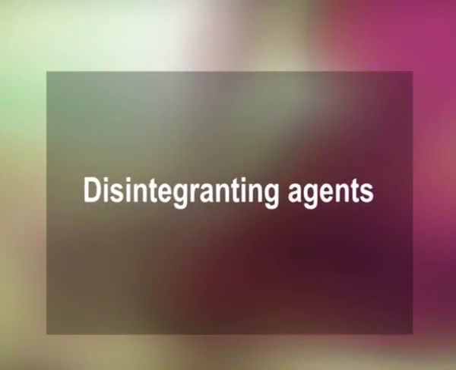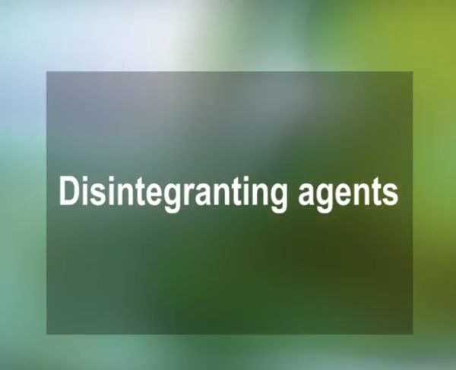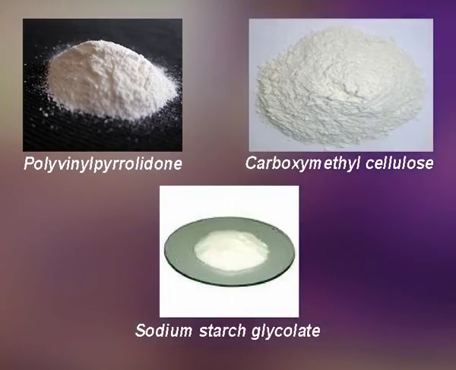Disintegrating agents. Disintegrating agents are added to the drug formulations to facilitate dispersion or breakup of tablets and content of capsules into smaller particles when they come in contact with water in the gastrointestinal tract. Ideal properties of disintegrating agents: good hydration capacity, poor gel formation capacity. Examples are polyvinyl pyrrolidone, carboxymethyl cellulose, sodium starch glycolate, etc.